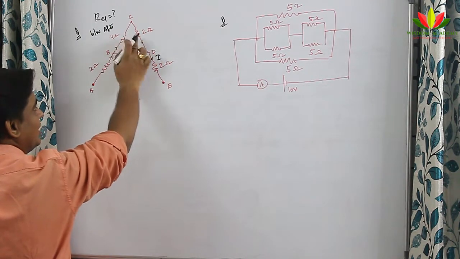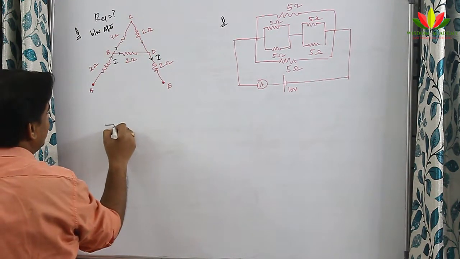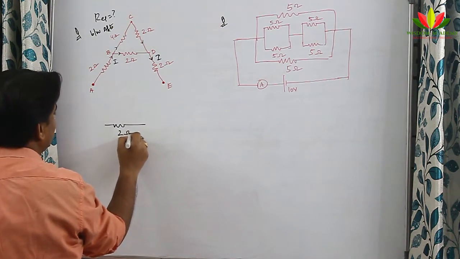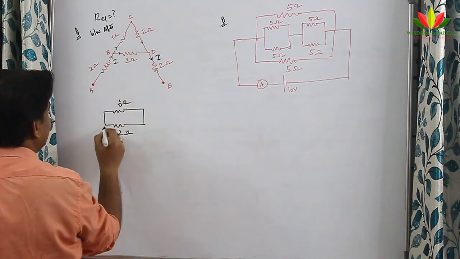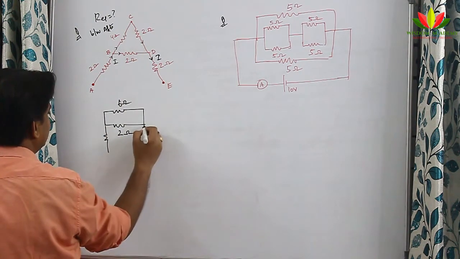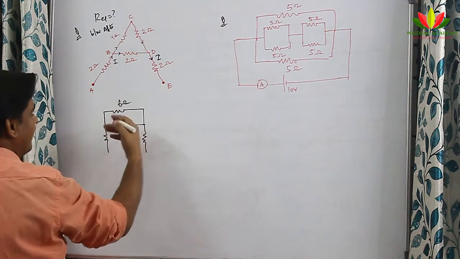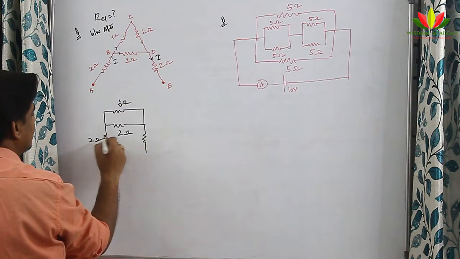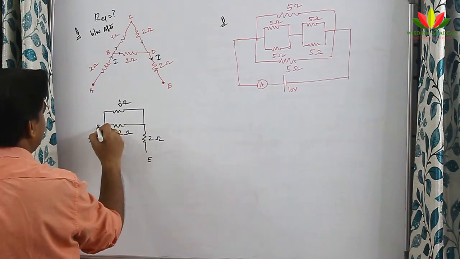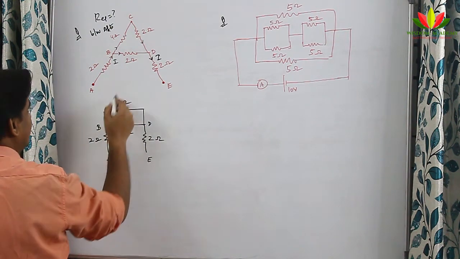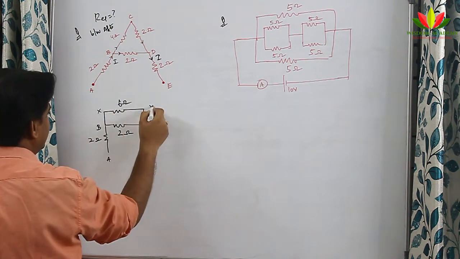So what will be the R equivalent? 6. So I will redraw it. Between B and D it is 2 ohm, and this became 6. And down already 2 was here. I have just simplified this circuit. This is point A, this is point E, this is point B, this is point D, and I have made new points. Let these be X and Y.